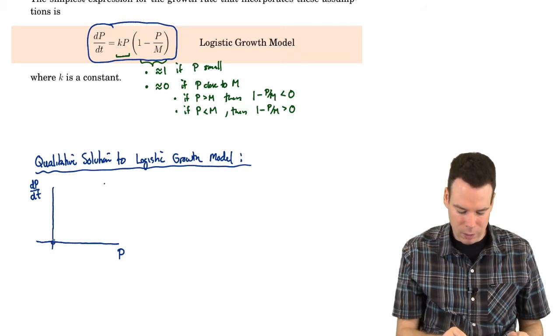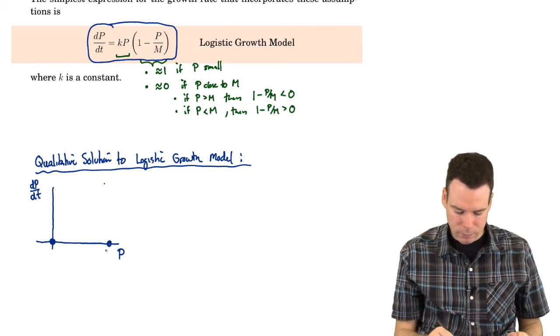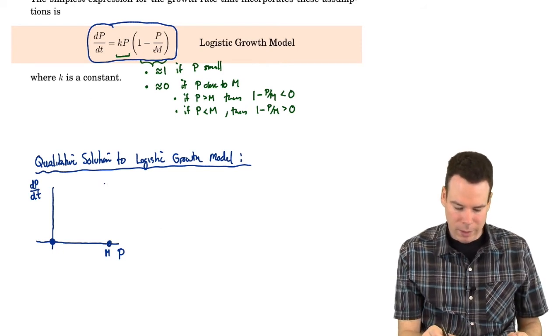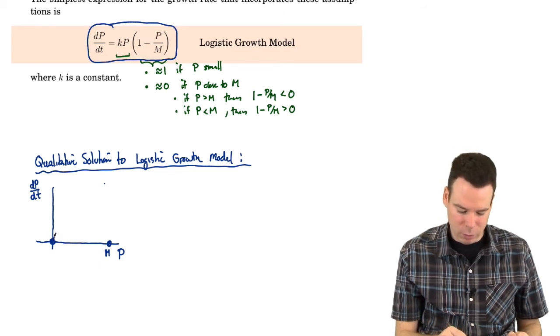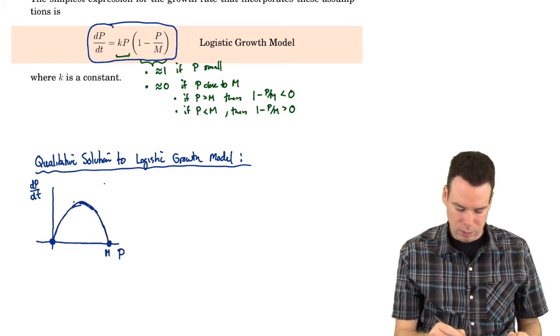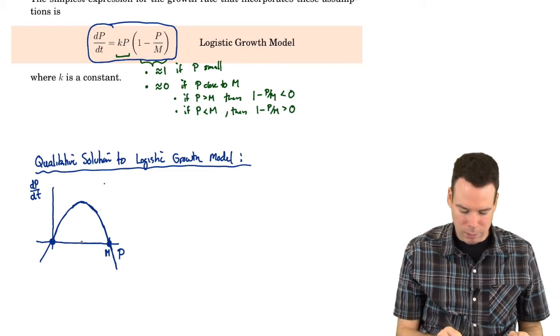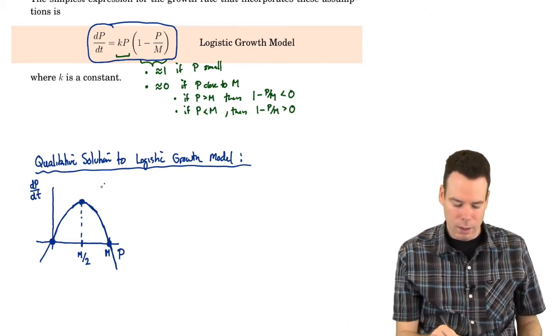It's got a root at 0. So when p is 0, the derivative is 0. When p is m, the derivative is 0. And so it's got to be a parabola. There's a negative in front of this p, so there's a negative p squared term when you expand this out. So it's got to be a parabola opening downwards, passing through those points. So it looks like this, and it continues on in both those directions. Now, where does it reach its maximum? Well, if you know two roots of a parabola, you're going to get the maximum right in the middle. So the maximum occurs at m over 2. That's the maximum of the derivative.